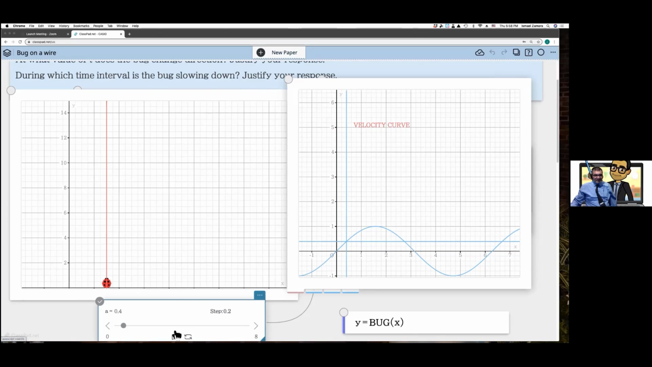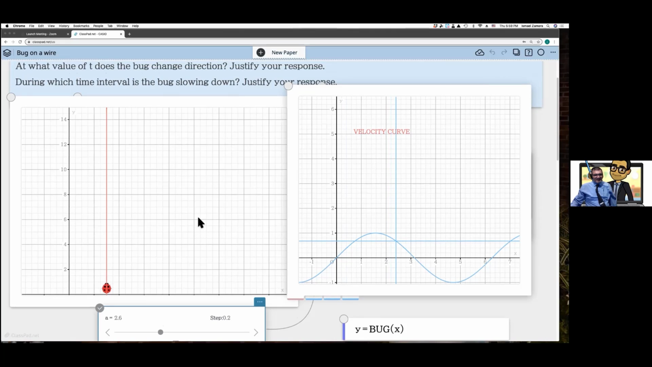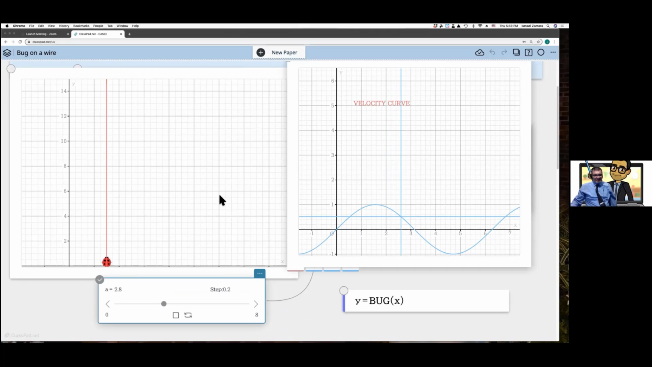Oh, there we go. So again, what are we noticing? We're noticing the bug's going up the wire. It's slowing down till it gets to a 0 where it stops. And then what's it doing? It's going to continue to go down the wire and changes direction. So there's a lot going on here.